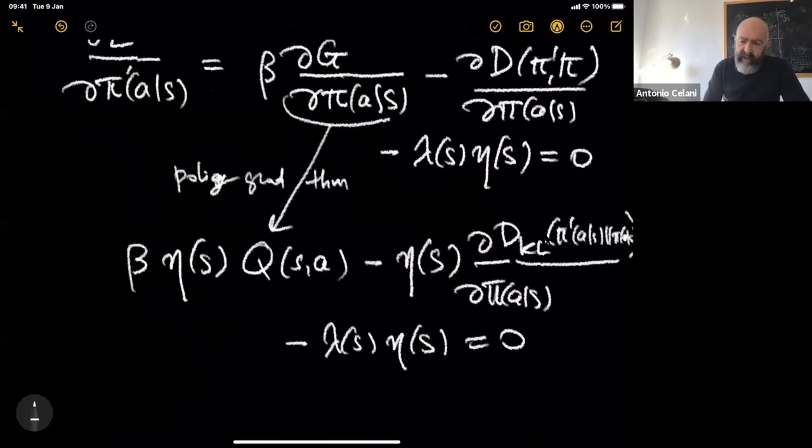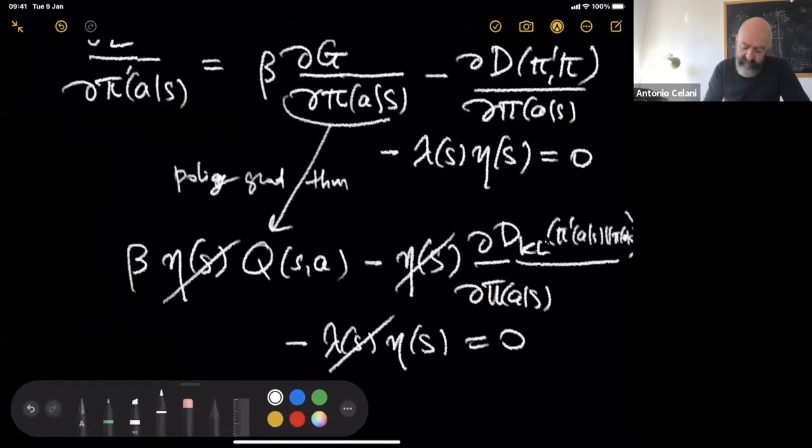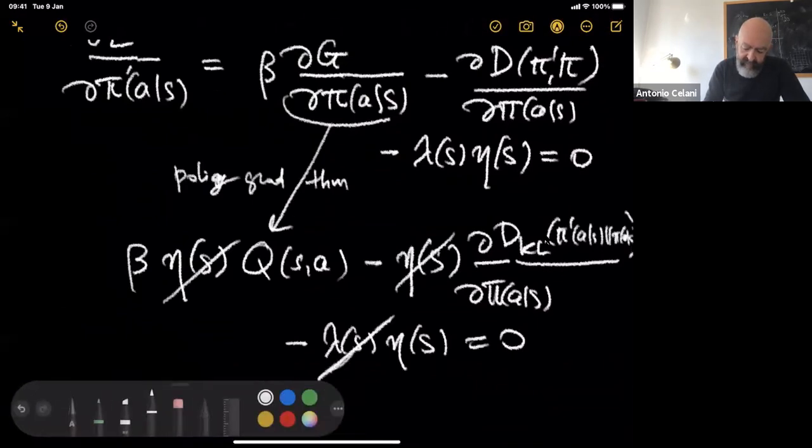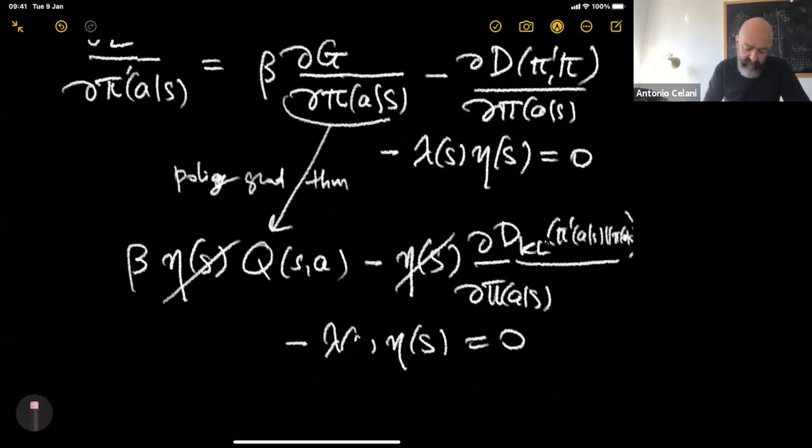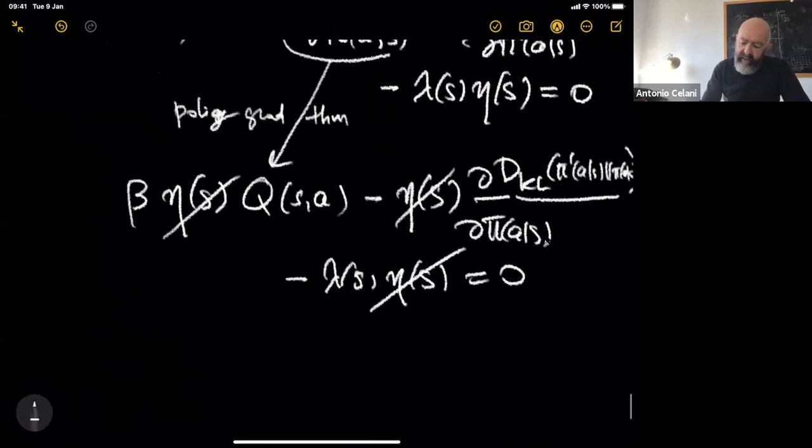Okay, so at this step, I have artfully introduced all these eta s, which are positive, so that I can get rid of them here. Now, last step, I have to take the derivative of the Kullback-Leibler divergence.